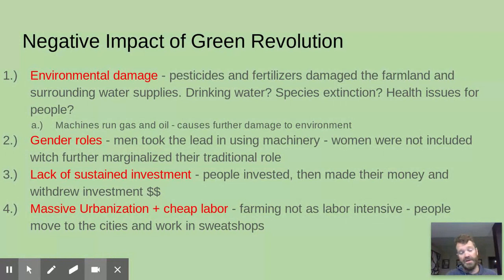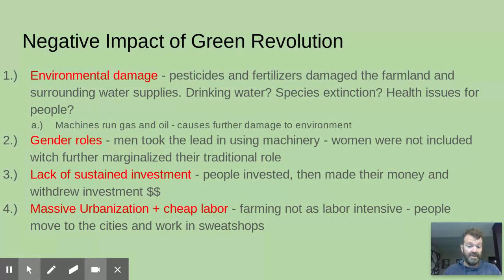Okay. So, massive urbanization and cheap labor. Farming's not nearly as labor intensive, so people go to the cities. And since there are so many people in the cities, and this continues to happen in the developing world today, there's a massive influx of people to the cities, which means if you're a factory owner, you have a surplus of people to choose from to work. So you're not going to have to pay them very much.